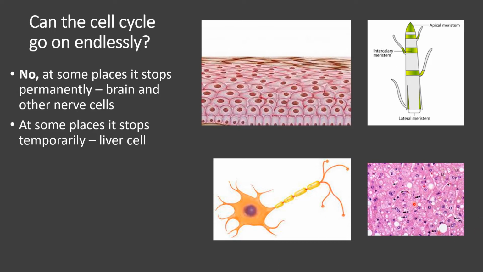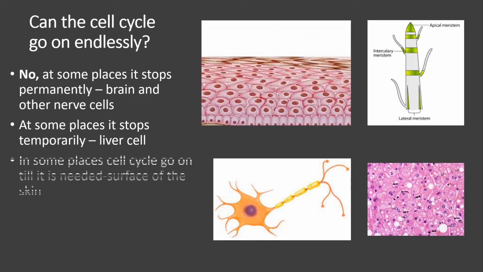Here you can see these are the liver cells. Whenever it is required, it will divide again. The cell division can stop temporarily. Then whenever it requires, that cell will enter into the cell cycle. That is in the case of liver cell.